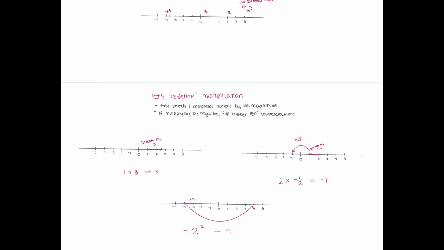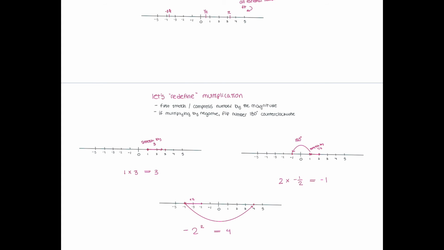1 times 3 is 3, and we start on 1. We stretch our number line by a factor of 3 so that the dot is now on 3. For the second one, 2 times negative half is equal to negative 1. So we start our dot on 2, and then we stretch our graph by a factor of 1/2. So now our dot is on 1, and now we flip the dot 180 degrees counterclockwise, so now the dot ends at negative 1.